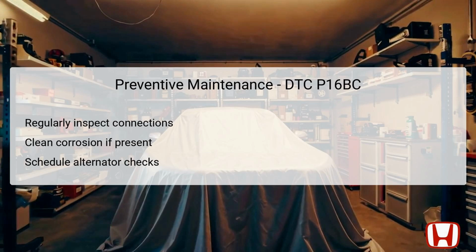Preventive maintenance is key to avoiding future occurrences of DTC P16BC. Regular inspection of electrical connections is essential to identify any signs of wear or corrosion that can lead to larger electrical issues. Implementing a schedule for cleaning any identified corrosion at terminal connections or mounting surfaces will also help in maintaining optimal performance. Regularly checking the alternator during routine service can prevent performance drops that may initially be undetected.